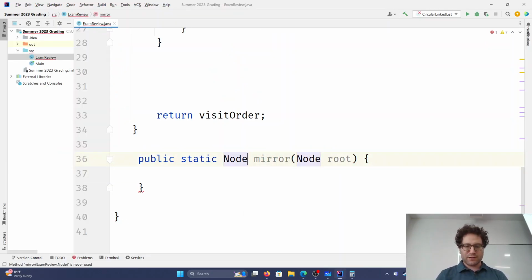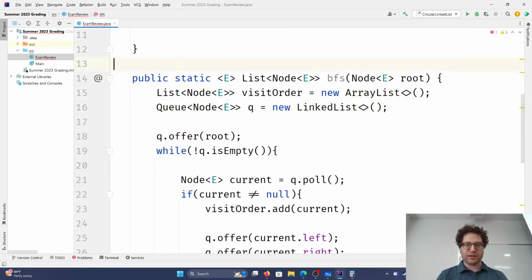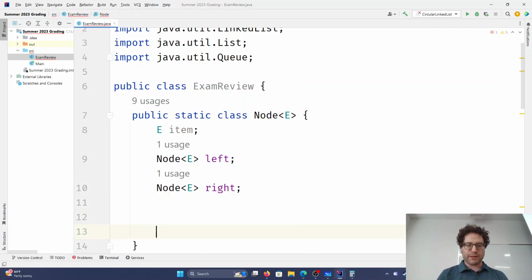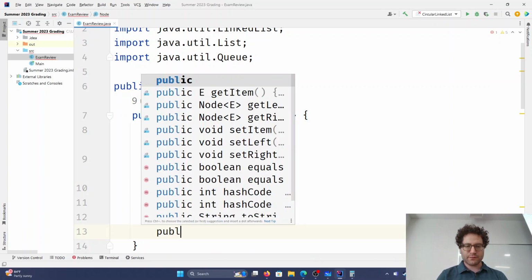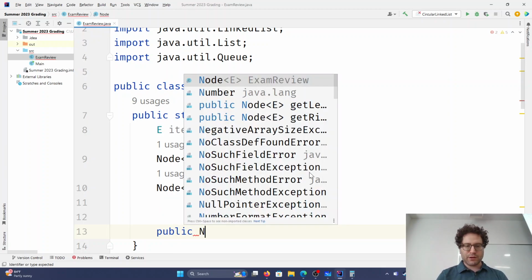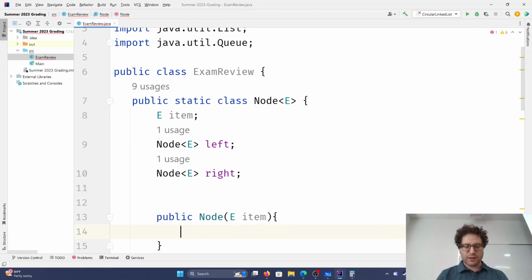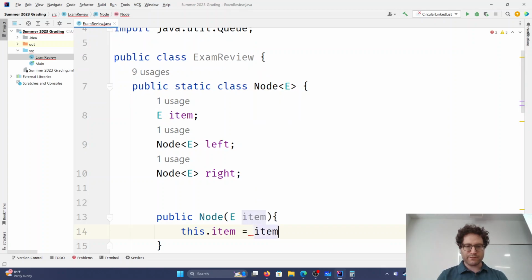Okay, node E, mirror node E. We're going to need an E there, and we're also going to need one more thing. We're going to need a constructor. Public Node(E item): this.item = item, just like that, right?